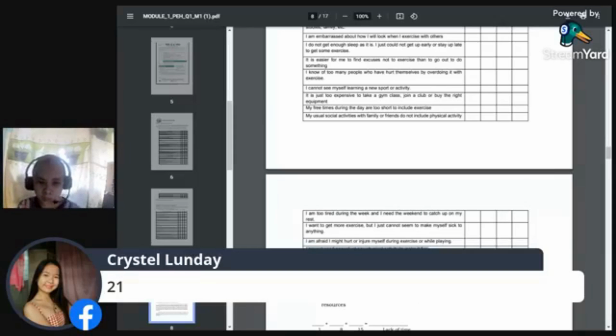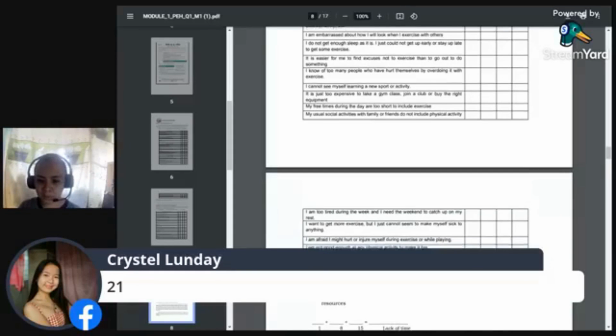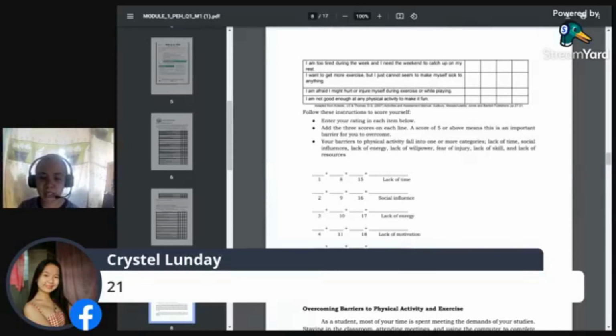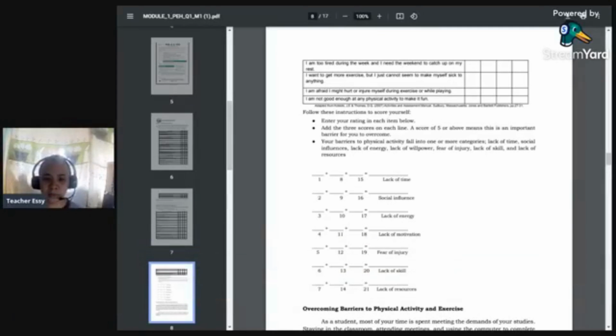Okay, now we're going to do simple math before we exercise. This is what you're gonna do. You have to add your answers in number 1, number 8, and number 15. Just add your answers. Then you add number 2, number 9, and number 16. I'm not sure if you can see the screen, so I'll just read. And then after that, you have to add your answer in number 3, number 10, and number 17.